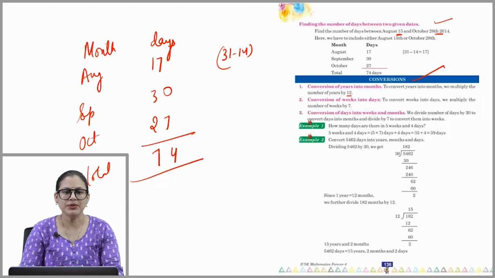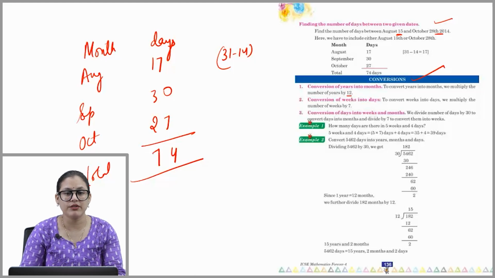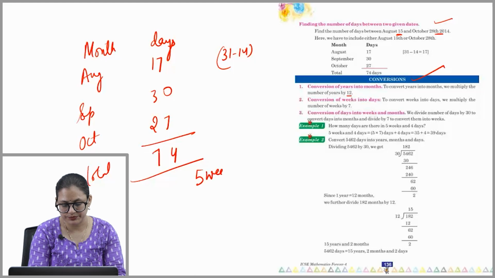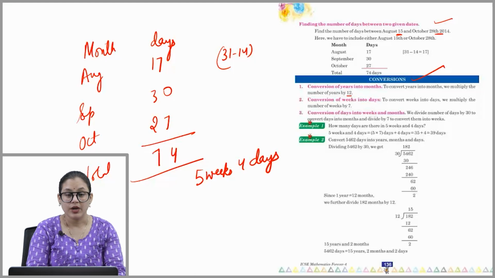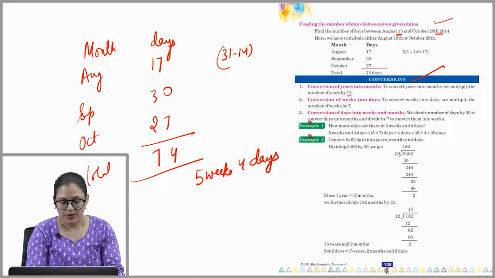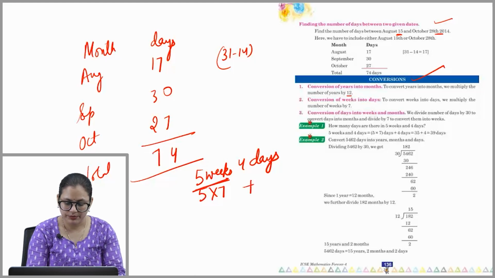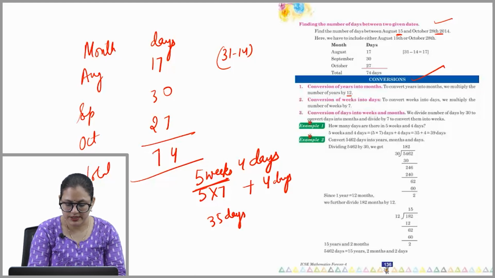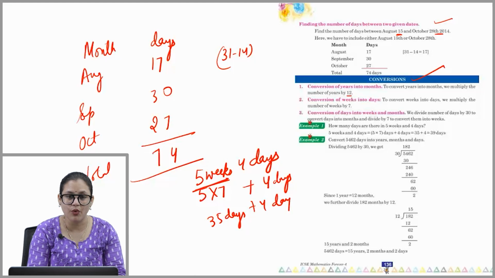Example 1. How many days are there in 5 weeks and 4 days? We have to find how many days. 5 weeks, we will multiply 5 by 7, then we will add 4 days to it. 5 into 7 is 35 days, plus 4 days. 35 plus 4 is equal to 39 days.